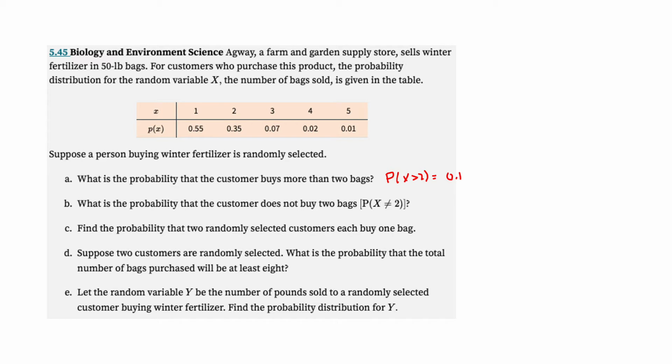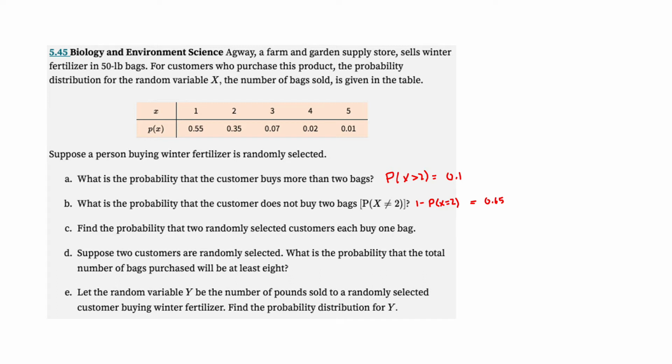For B, what is the probability that the customer does not buy 2 bags? The probability that x does not equal 2. What we can do is take 1 minus the probability that x is equal to 2, and that's going to give us 0.65. We could also have taken our answer from before and added the probability of x equaling 1 to that, which would give us the same answer. So there are a lot of different angles to do this. Sometimes questions will invalidate one or make you solve the problem by equating 2 of them, so keep that in mind.